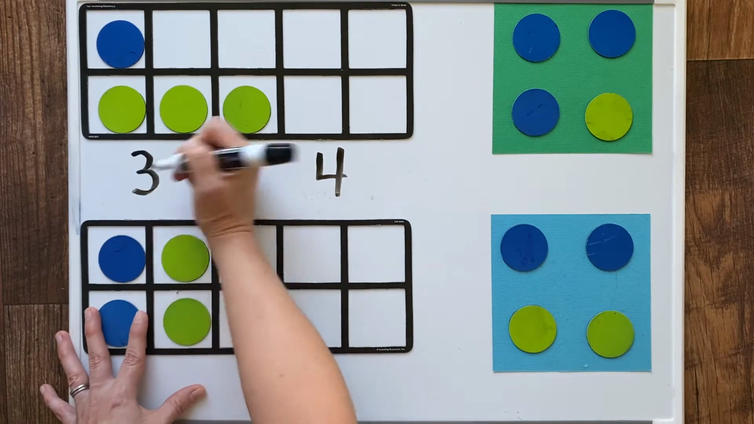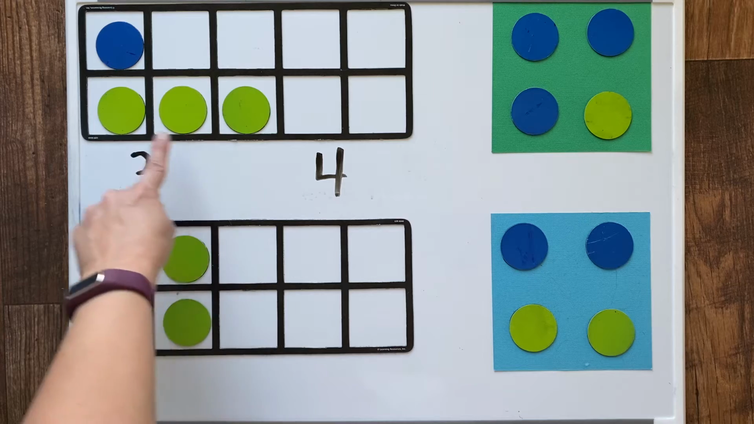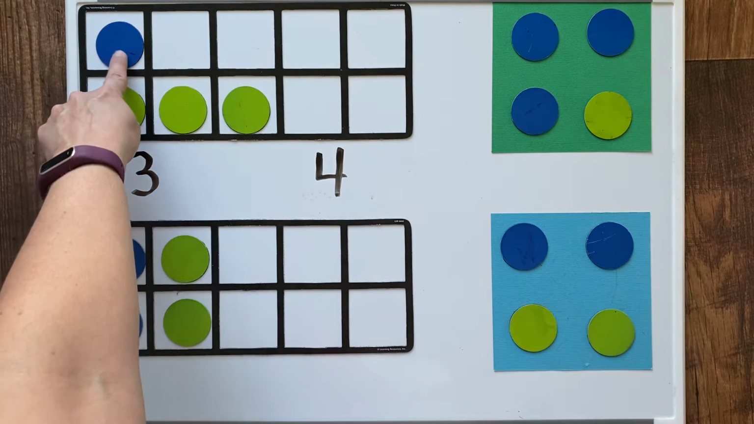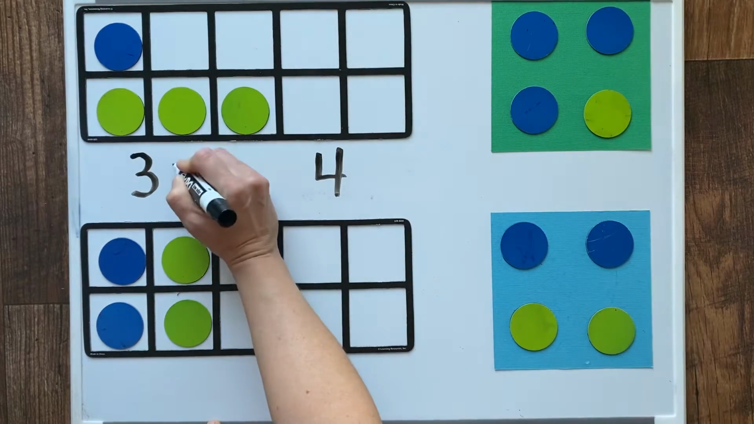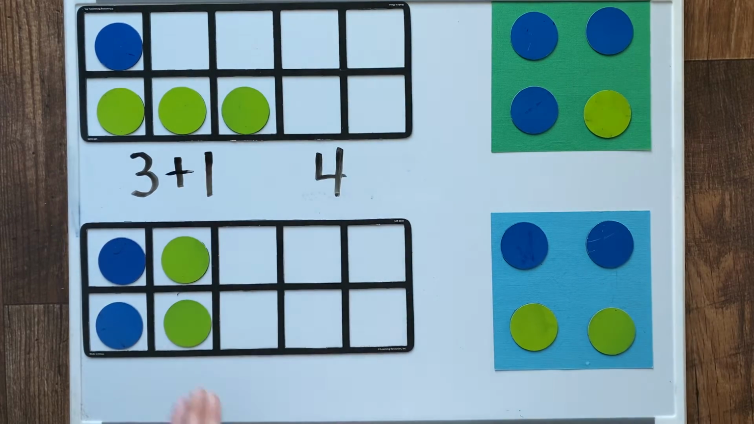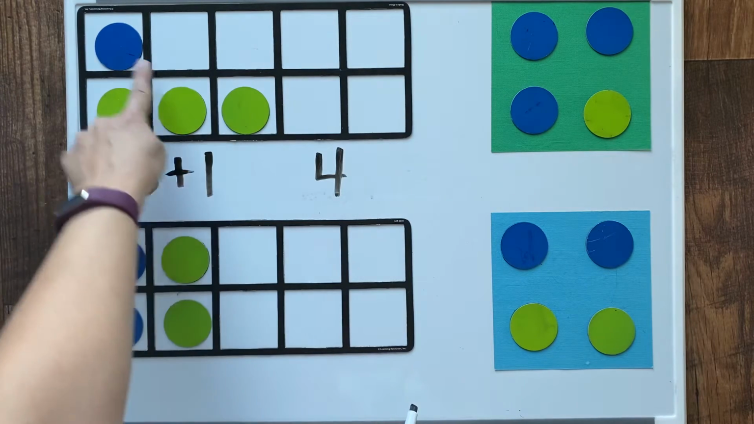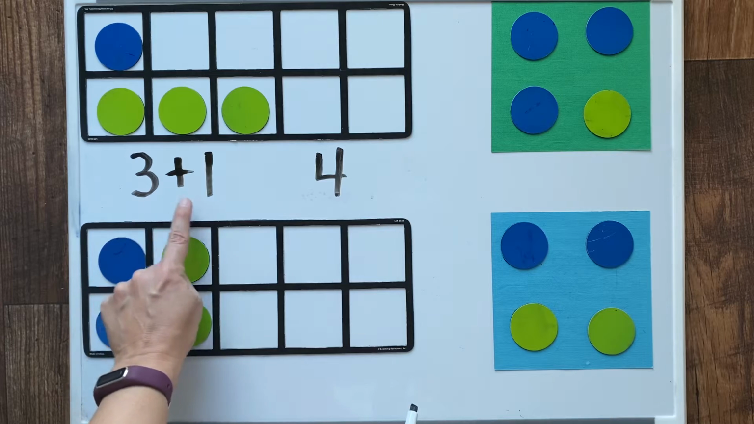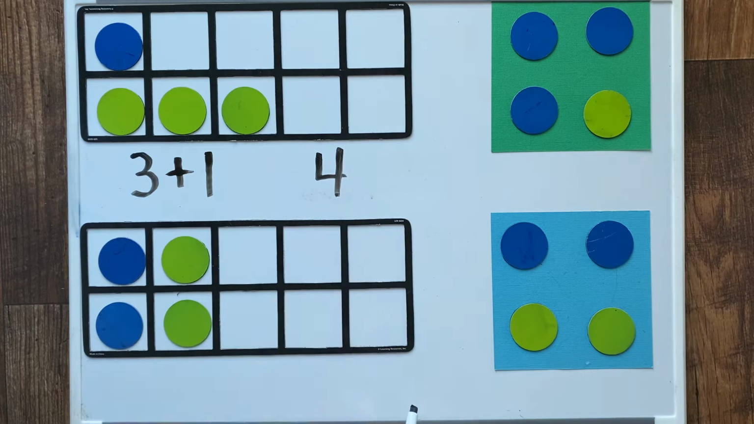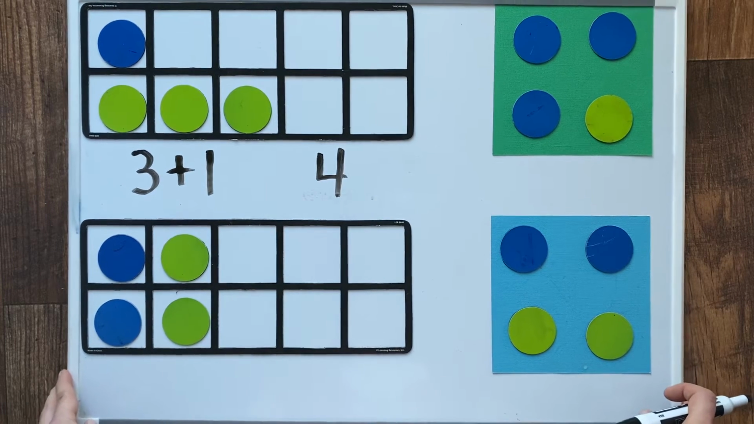Bump, bump. And I want to put it together with the blue group. So 1 blue. I'm going to write that down. Now I'm going to write down my and sign to show that I'm going to join those 2 groups together. So 3 and 1 more makes 4. Let's read that. 3 and 1 makes 4. Good job. Are you ready for the next one?